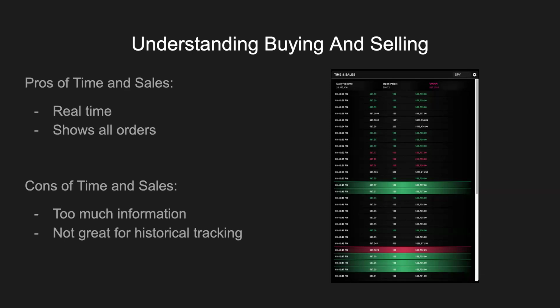And the pros of the tape and the pros of time and sales is that it is real time. So as each order comes in, you're able to see it. And it shows every order, right? On our specific time and sales, we have filters, and you can kind of dial in. Do I want to see every order? Do I only want to see orders of 1,000 or more? And that's cool, right? But the cons of using time and sales for me far outweigh the pros.